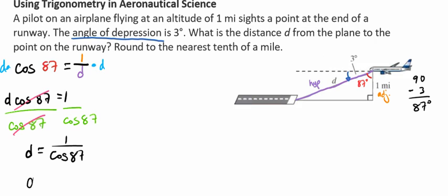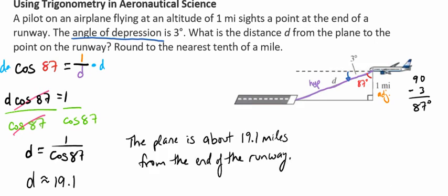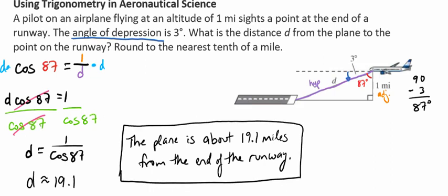And when we plug that into the calculator, we're going to get that d is approximately 19.1. And so that tells us that the plane is about 19.1 miles from the end of the runway.